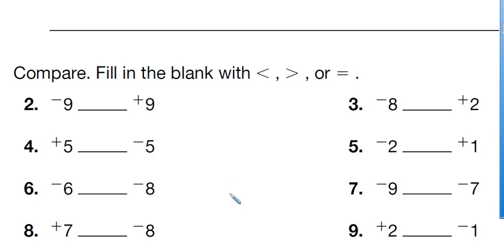Okay, this is topic 14-2, comparing integers. And if you forget what an integer is, it's a number that has an opposite to it. So if we look at number 2 here, -9 and +9 are both integers. It's just one of them is negative.